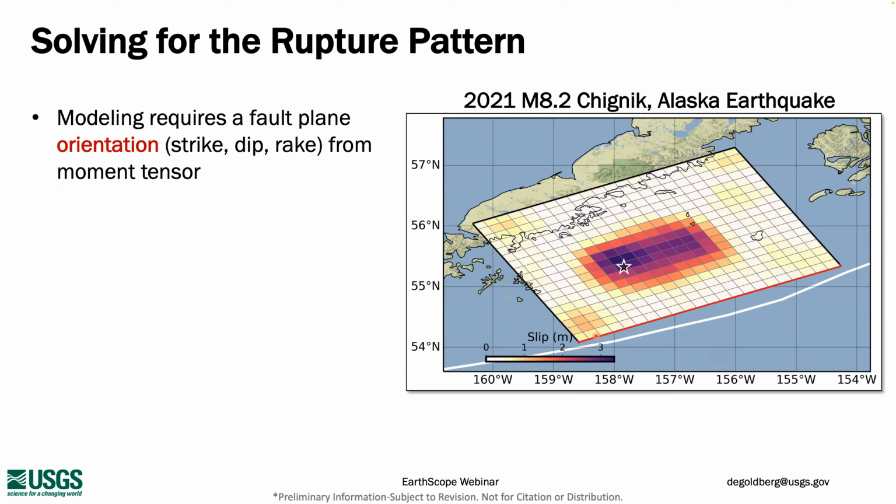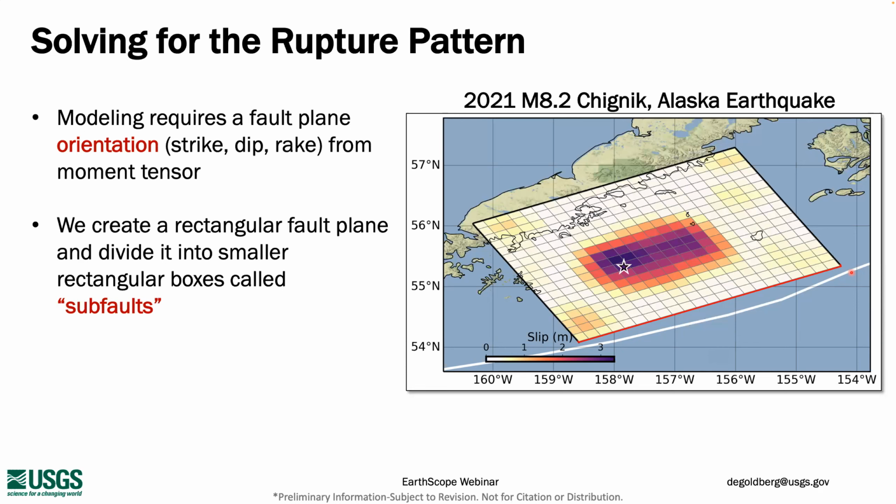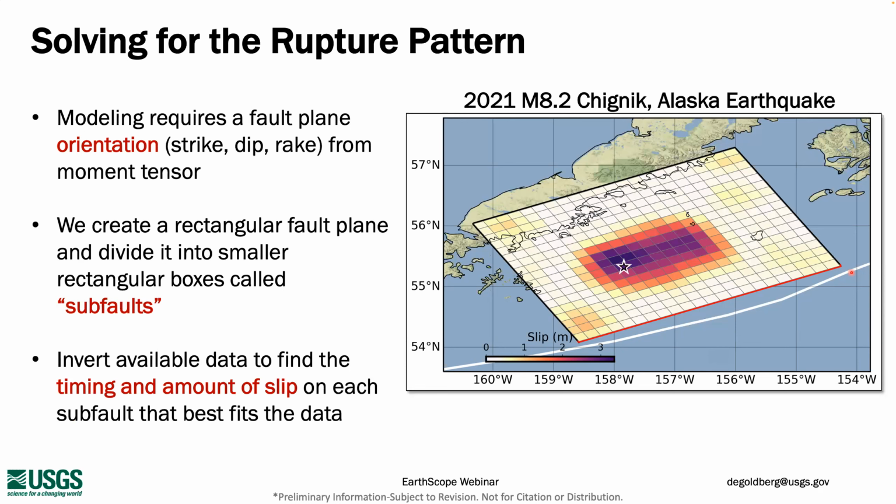For context, and you'll see this a bunch later in the talk, this red line indicates the up dip edge of the fault. So when you look at these maps, you have to kind of imagine the plane dipping down underneath the Aleutian Peninsula to the north. And so basically, we invert the available data to find the timing and amount of slip on each of these subfaults that best fits whatever data is accessible to us.